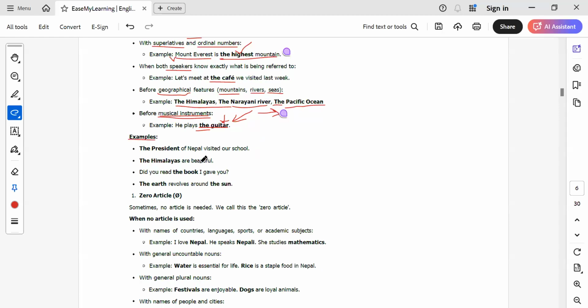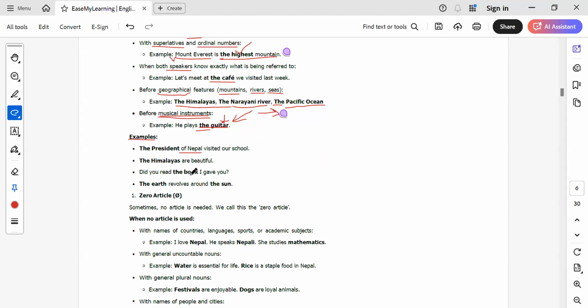Now let's see some examples. The president of Nepal visited our school. So we know which president we are talking about. So we say the president, not a president, because we are also specifying that he's the president of Nepal, which can be only one, not multiple presidents. So we use the, not a. The Himalayas are beautiful. As discussed, geographical feature: the.